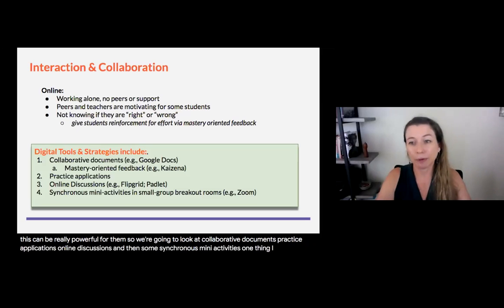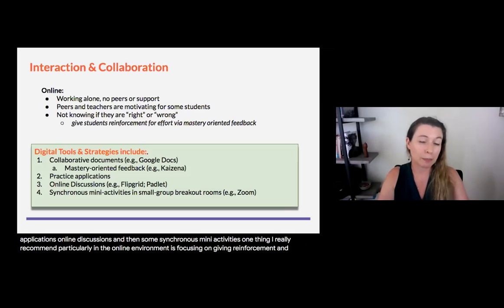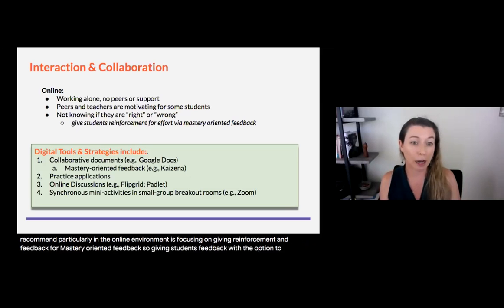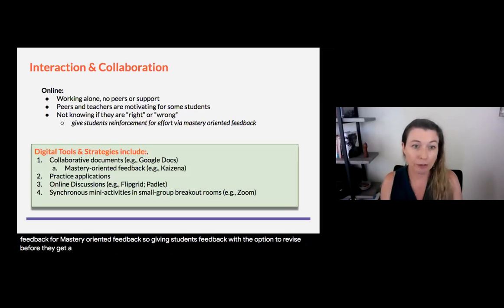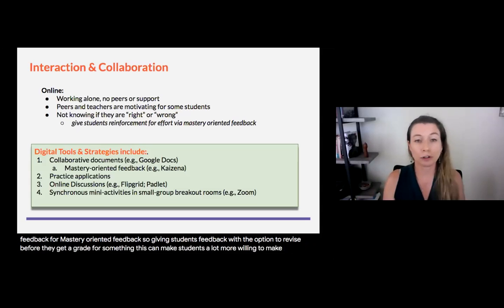One thing I really recommend, particularly in the online environment, is focusing on giving reinforcement and mastery-oriented feedback. So giving students feedback with the option to revise before they get a grade for something. This can make students a lot more willing to take risks and to try again.